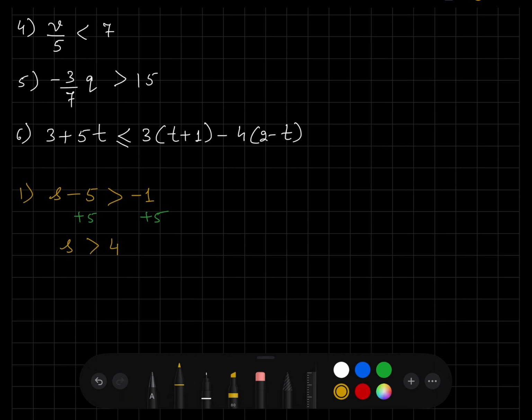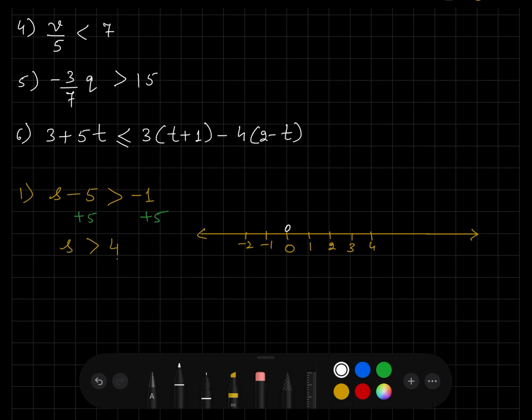Now if I plot it on my number line, I will put 0 here, on the left hand side would be all my negative numbers, and on the right hand side all my positive numbers, and I can extend it. Now s is greater than 4. It means that this 4 is not included, so here we will put a hole. This is the way we put it on the number line.